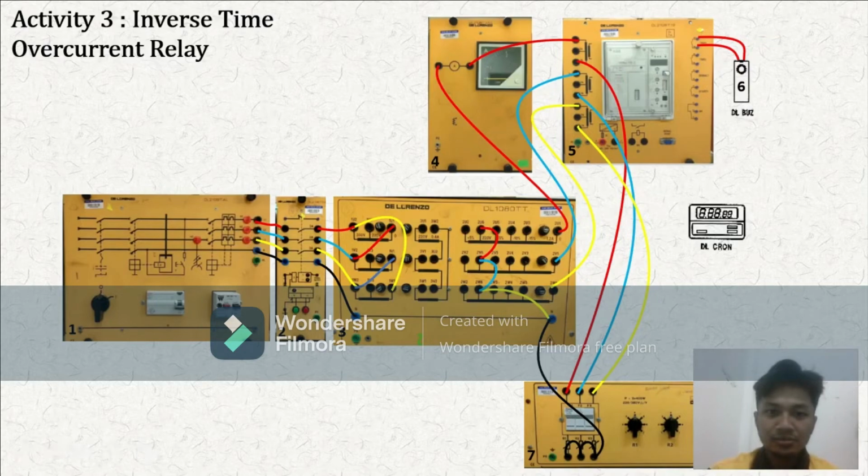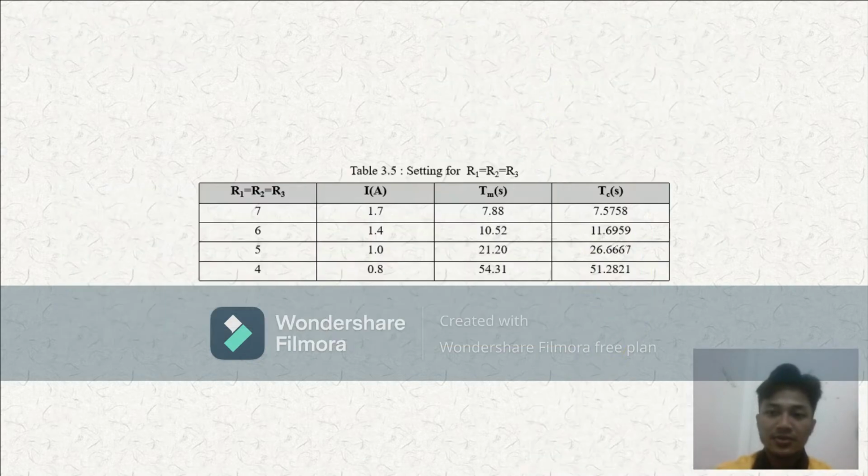After everything is connected, the system can be started. Once the relay is tripped, the time will be recorded. This repeats for another R value. Then we will get results something like this.